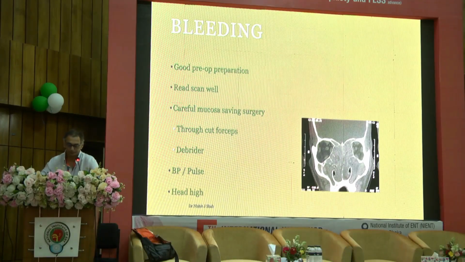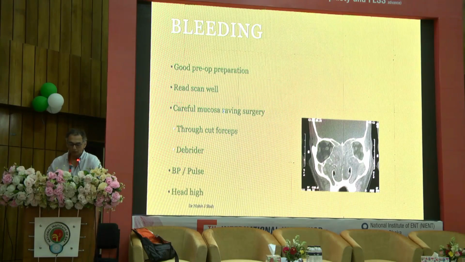So use through-cut forceps or a debrider. Use sharp stuff to cut things. Maintain a good BP and pulse. For us, the product is important, so mean arterial pressure multiplied by pulse should be less than 6,000. So if my pulse is 60, my BP can be 100, mean arterial BP. Okay? If the arterial BP is 80, because you've done some hypotension, your pulse can go higher, can go to 70, 75. So it's always a product of the two. It's not only the BP that comes down.